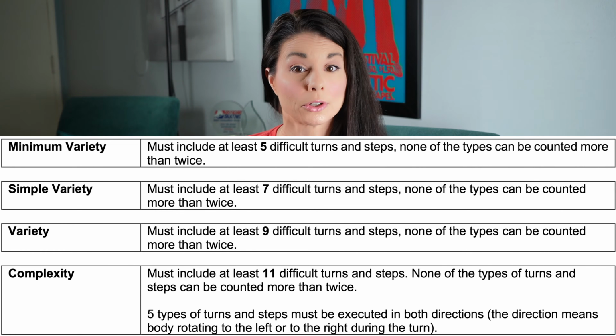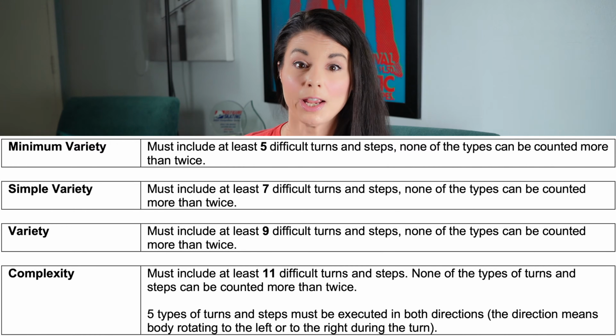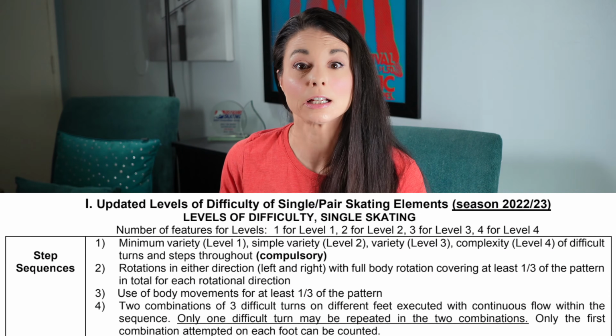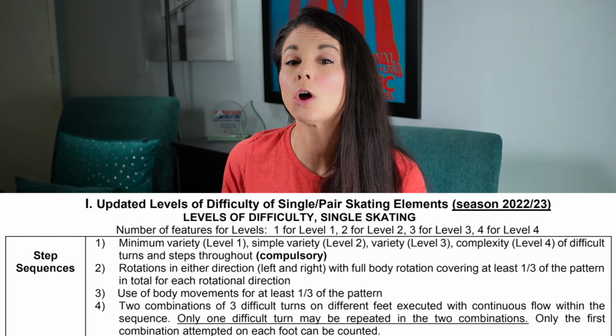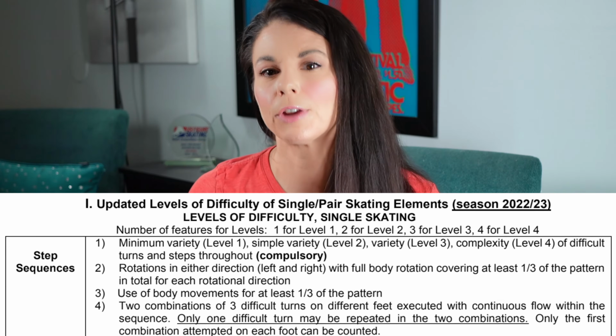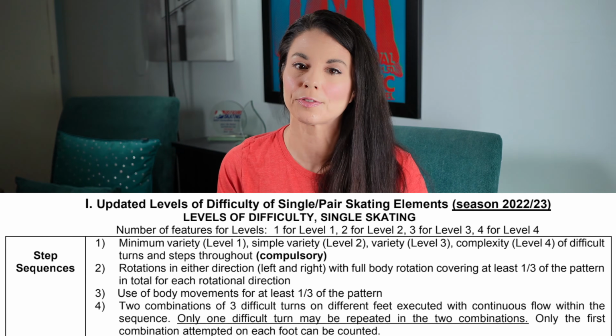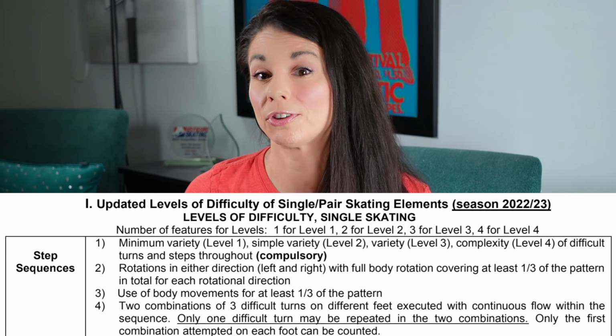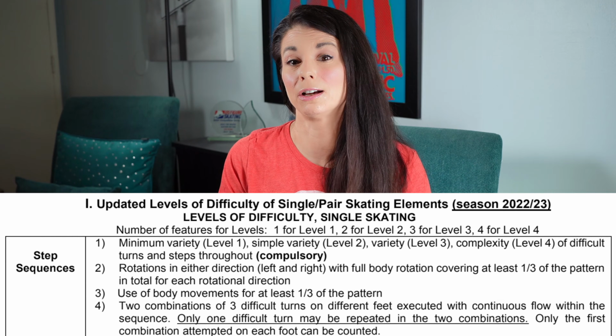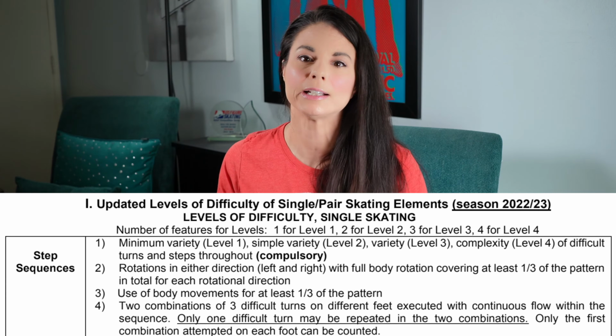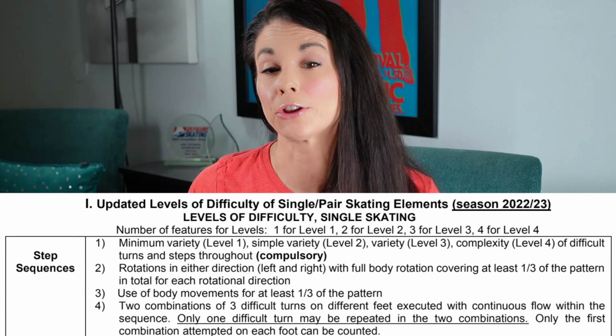5 types of turns and steps must be executed in both directions. Directions means that your body rotates to the left or the right during the turn. It is not the direction that the turn is rotating in. It's your body rotation with any listed and unlisted steps and turns for at least 1/3 of the sequence in one rotational direction and at least 1/3 of the sequence in total in the opposite direction. It doesn't mean it has to be on another foot. Your body does have to be rotating in another direction.